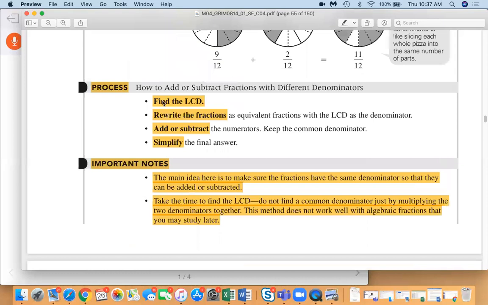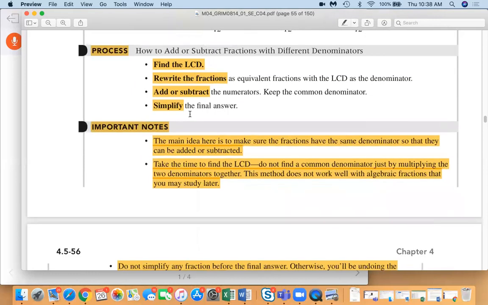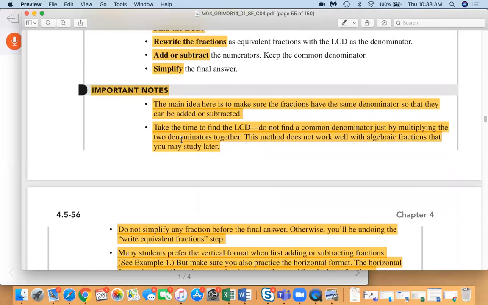So the process is to first find the lowest common denominator, rewrite the fractions as equivalent fractions with the lowest common denominator as the denominator, and add or subtract the numerators, keeping the common denominator the same. Then simplify your final answer. The main idea here is to make sure the fractions have the same denominator so that they can be added or subtracted. Take the time to find the LCD.